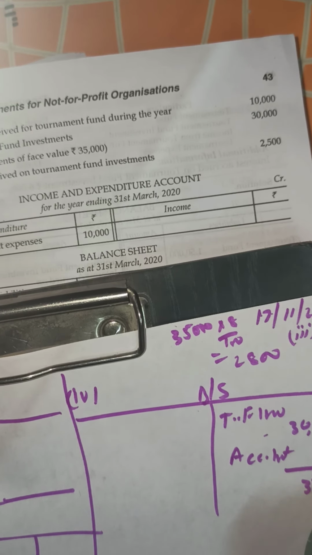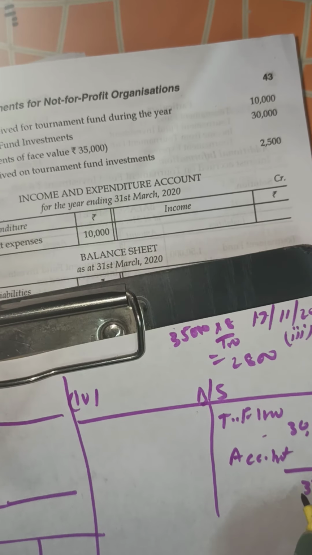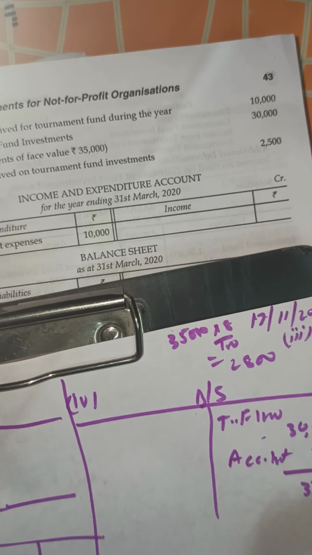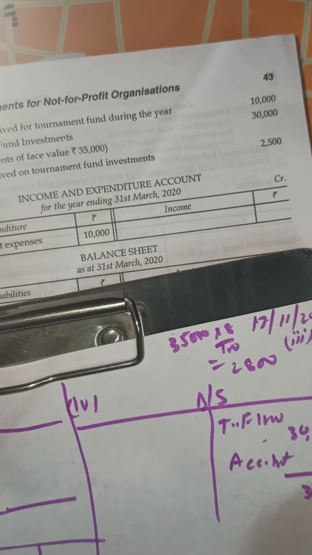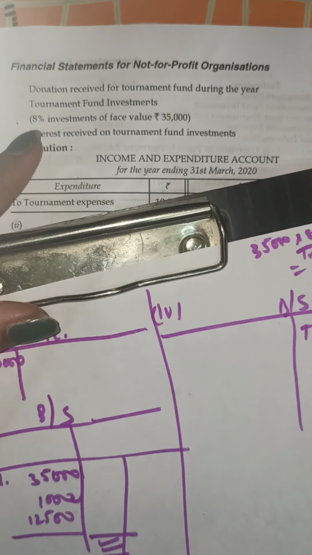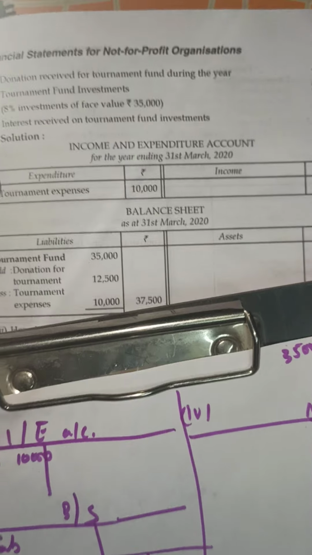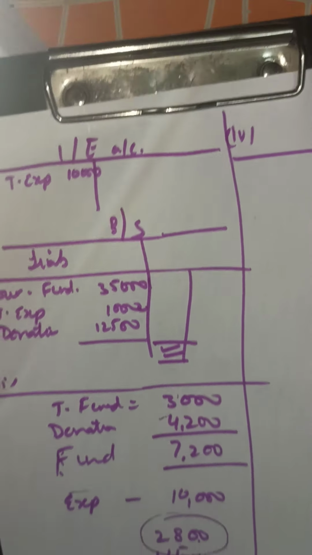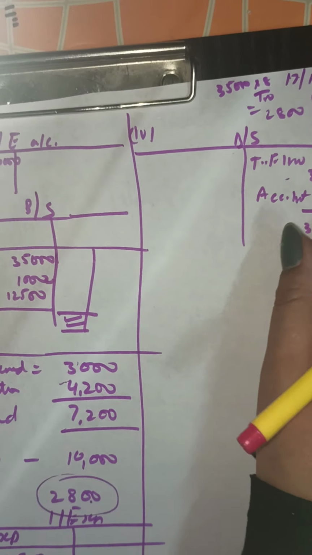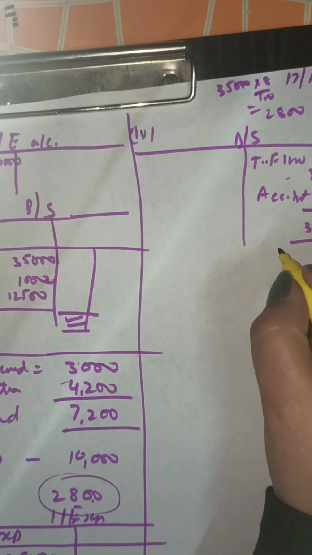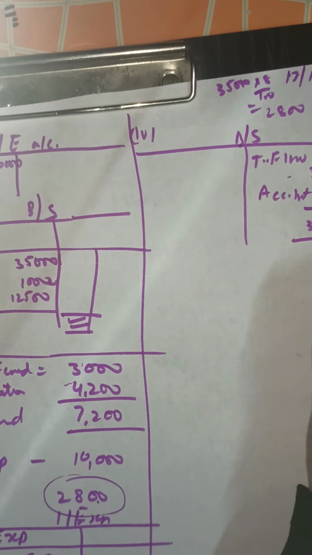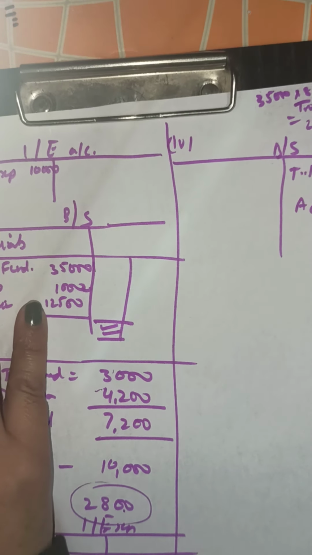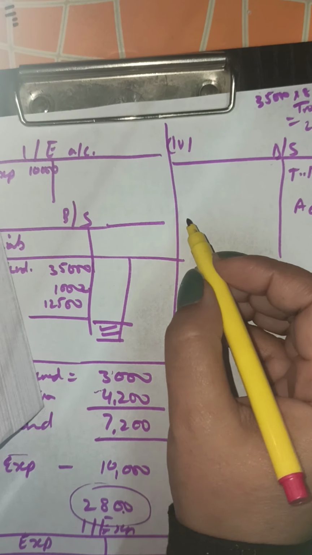This is 30,300. This is the total amount that will be shown, 30,300 in the tournament fund expenses here. That is how this will be shown, 30,300. And here, when you show the tournament fund, the tournament fund will be shown.